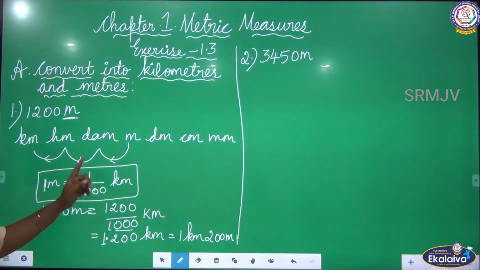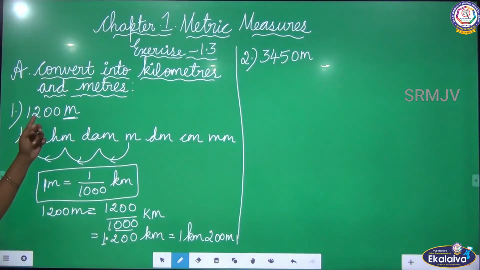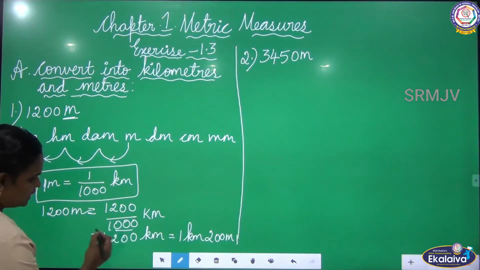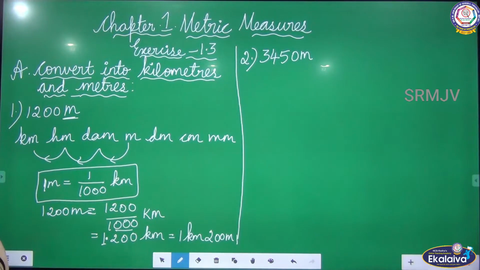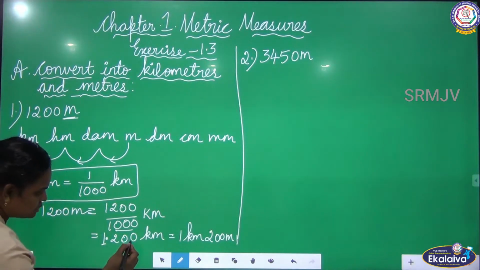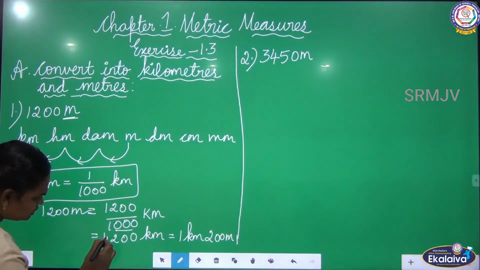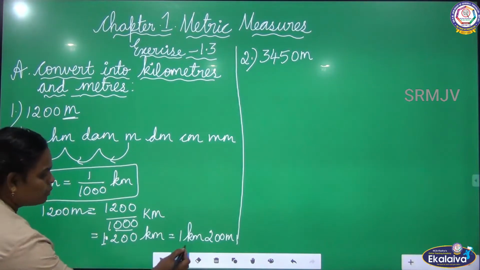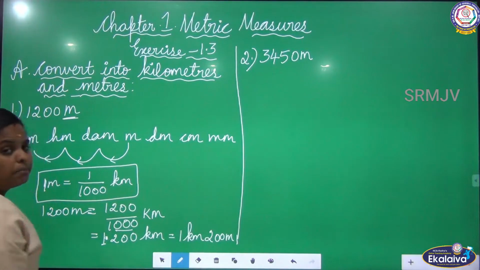So 1 meter equals 1 by 1000 kilometers. So 1200 meter equals 1200 by 1000 kilometer. How many zeros are there in the denominator? 3 zeros are there. So from the back you leave 3 digits, 1, 2, 3. Here you put the decimal. Before the dot it is kilometer, and after the dot it is meter.